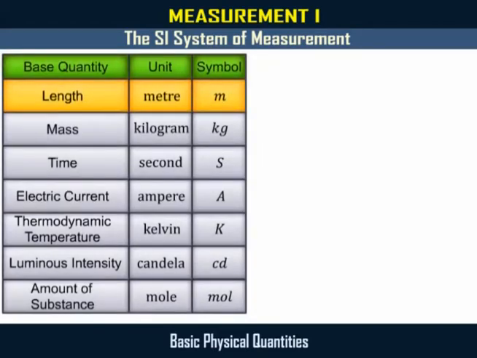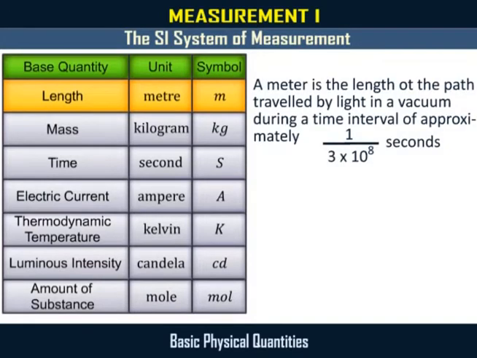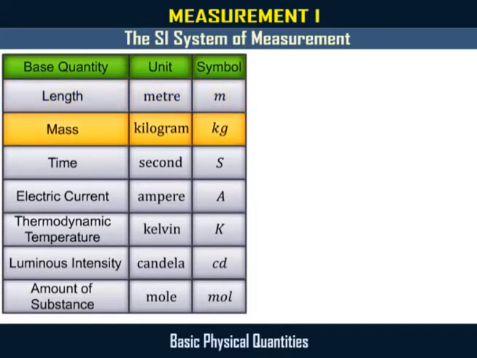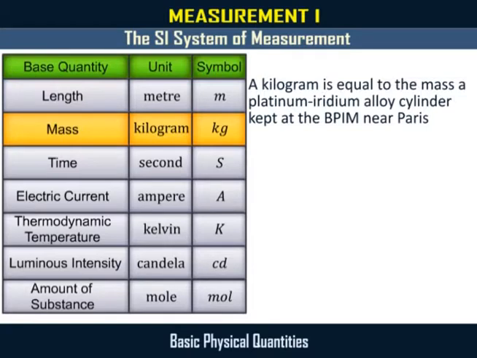Length is measured in meters, denoted by the small letter m. A meter is the length of the path traveled by light in a vacuum during a time interval of approximately 1/300 millionth of a second. Mass is measured in kilograms, denoted by the small letters kg. A kilogram is equal to the mass of the international prototype of the kilogram, a platinum iridium alloy cylinder kept at the International Bureau of Weights and Measures near Paris in France.